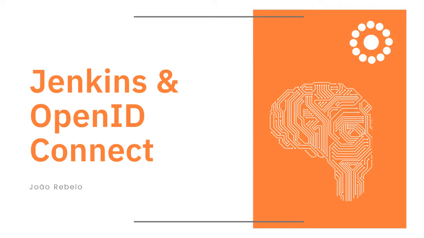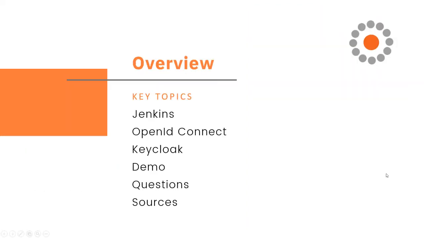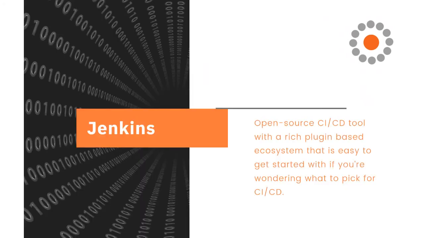So let's get started. We will go through these few topics. Just a little bit about the context of everything that we'll touch upon, like Jenkins, OpenID Connect, Keycloak. Those will be the three main pieces, the three main actors that will be the focus of this talk. Then we'll go through a quick setup, questions, and then there are the sources in the slides that I've used to prepare the talk.